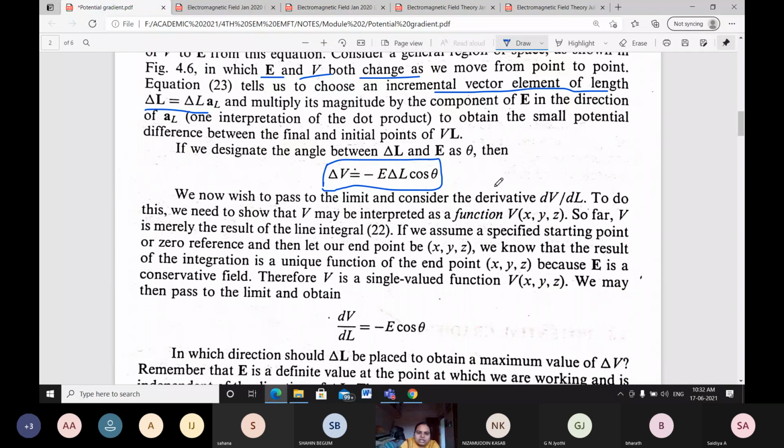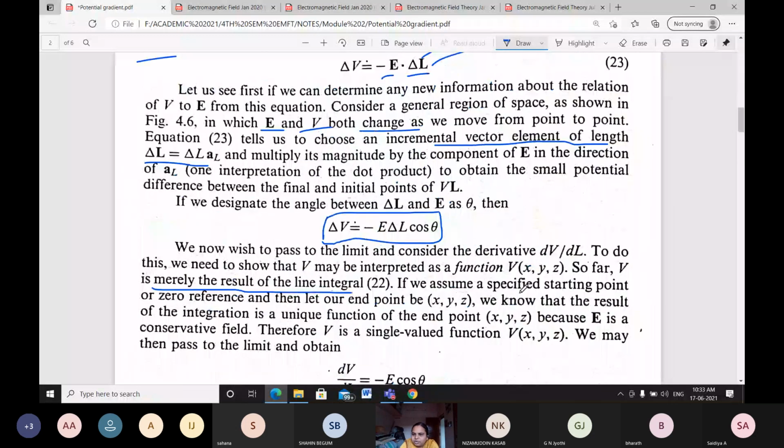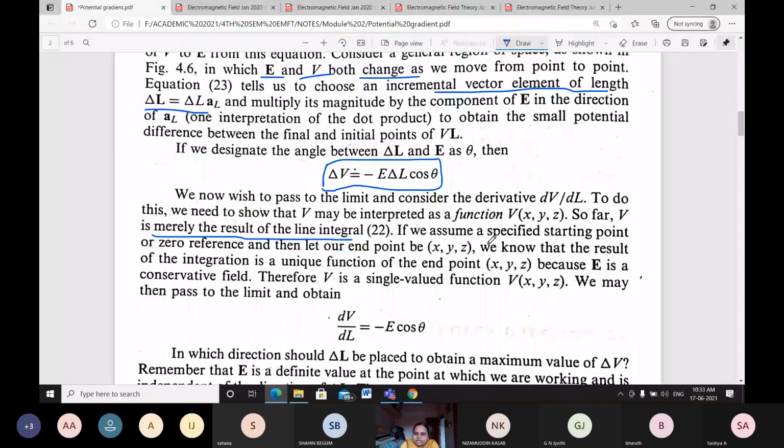For this, V should be interpreted as a function V of x, y, z. So far V is merely the result of the line integral of E dot dL. If we assume a specific starting point, just as a point charge moving from one point to another, the starting point is a zero reference, as in the previous cases we took, and let our end point be x, y, z only.